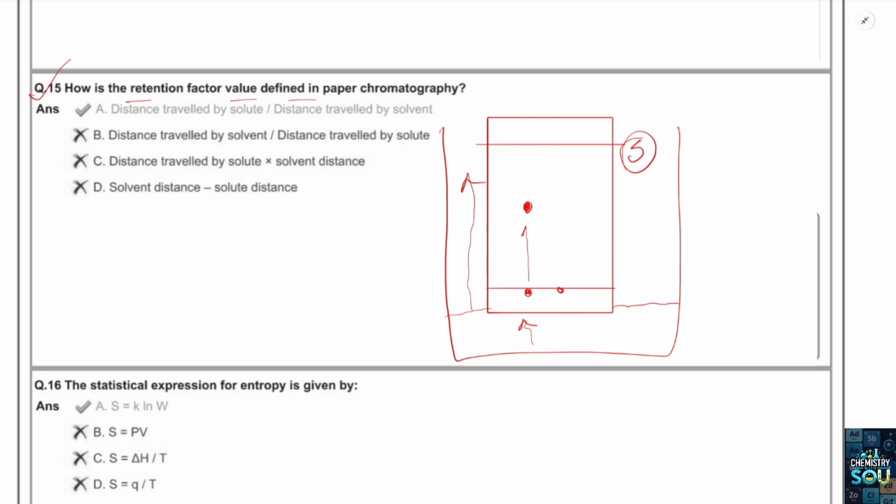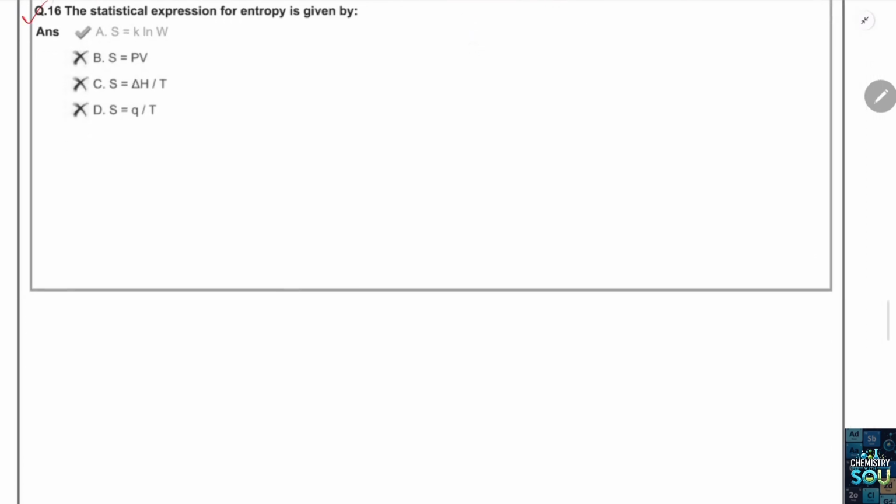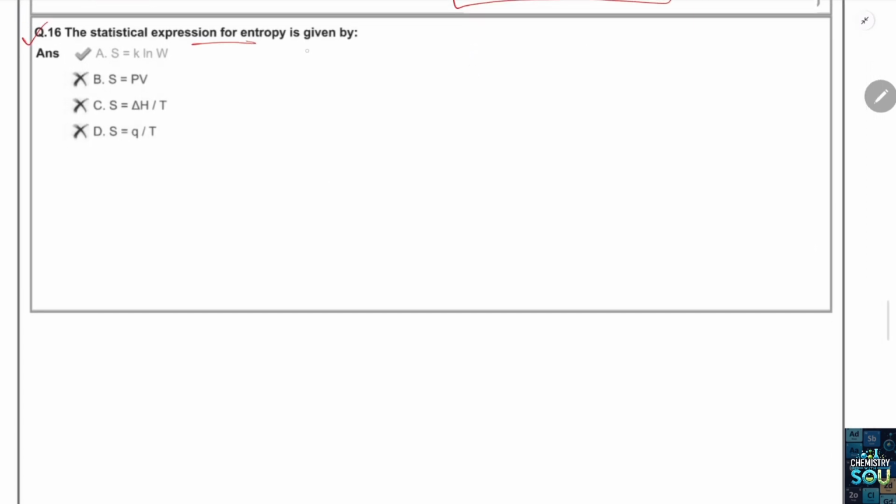So the retention factor Rf is equal to the distance traveled by the solute divided by the distance traveled by the solvent. This distance is R1 and this is R2. So R1 upon R2 is the retention factor. Option A is correct. In question number 16, for the statistical expression for entropy, we know that S equals k ln W.